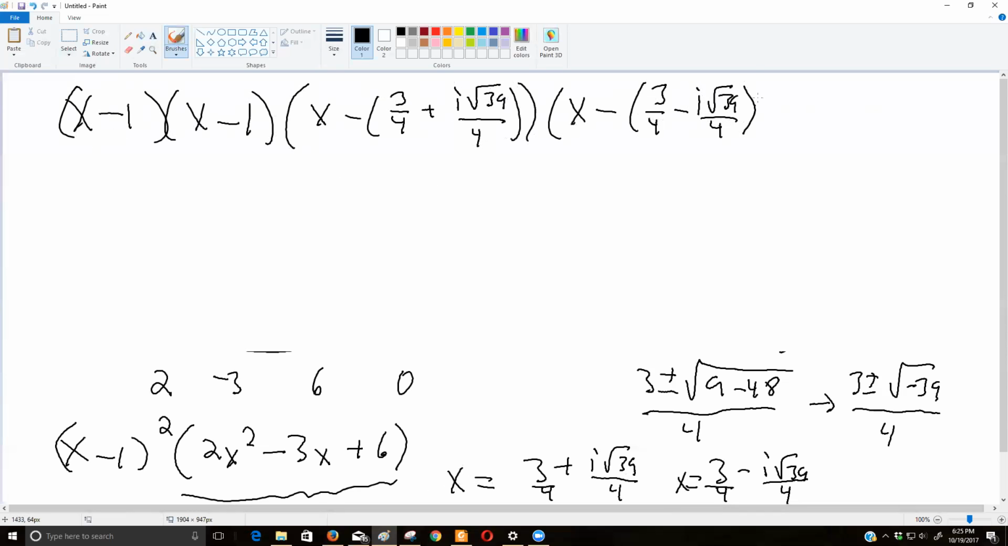So this is the factorization over the real numbers and over the complex numbers for this polynomial. Hopefully this will help you do this again in the future.